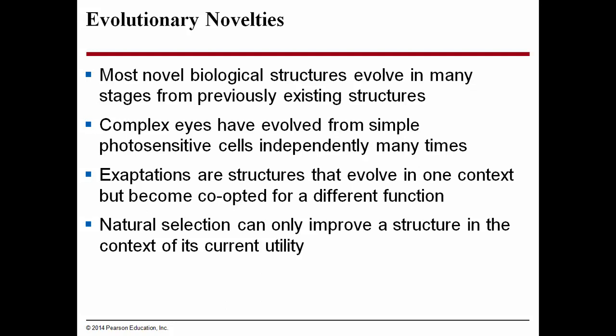Okay, an exaptation, for example, is like the wing of a penguin because it really functions as a paddle for the penguin, but it was originally evolved as a wing in the bird lineage. So the bird lineage had the wing, and then it evolved into a function like a fin or a paddle for the penguin. That's an example of an exaptation. Natural selection can only improve a structure in the context of its current utility.